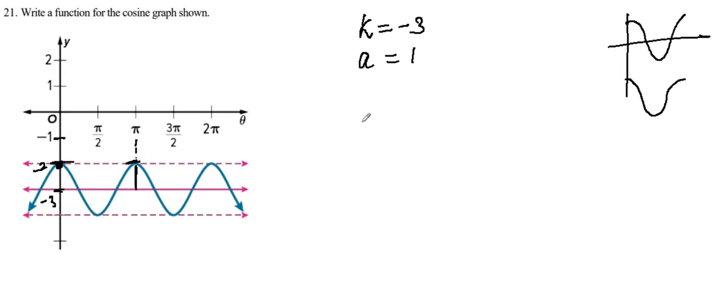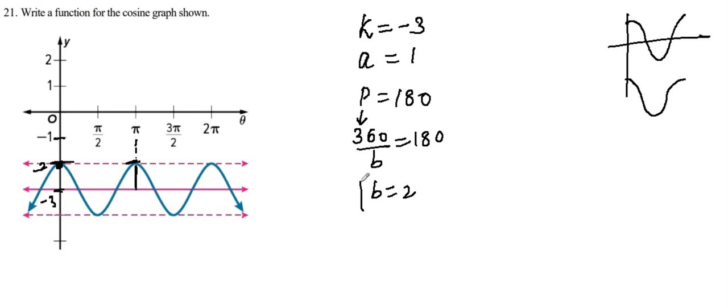Amplitude from top to top, what is here? Pi means 180. So 180 is the period. So therefore B, how do you find out? The period formula is 360 over B, which is 180. Solve it, so B is 2. Now we'll see if there is any phase shift. No, the cosine graph is starting from the y-axis, no phase shift. So what is the equation of this?